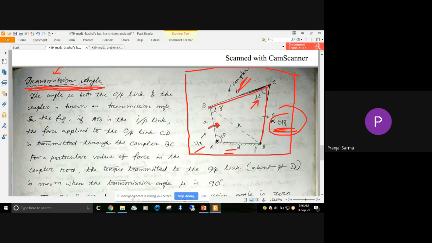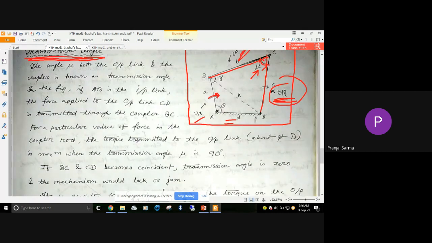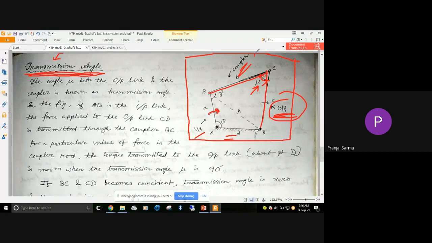So right now, whatever angle they are making, that is nothing but the transmission angle. Now, for a particular value of force in the coupled rod, the torque transmitted to the output link about the point D is maximum when this angle mu is 90 degrees.